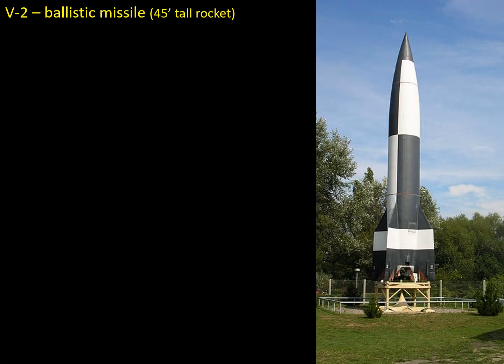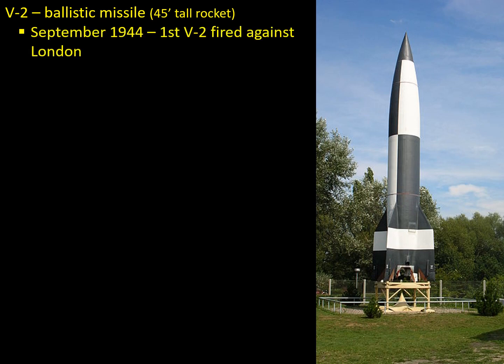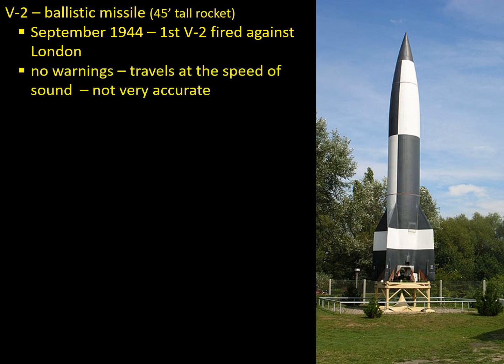The second was the V-2. This was a ballistic missile. In September of 1944, the first V-2 was fired against London. There were no warnings because the rocket travels at the speed of sound. They weren't very accurate, so they couldn't hit particular targets within London itself.